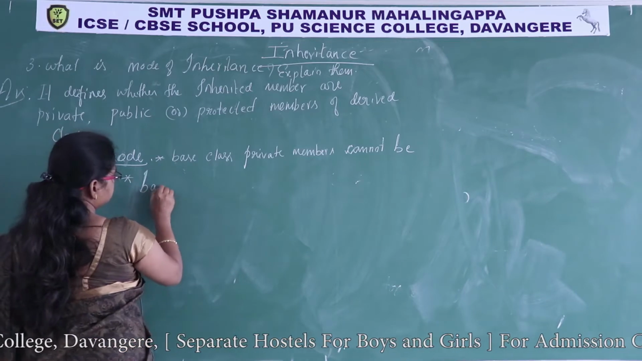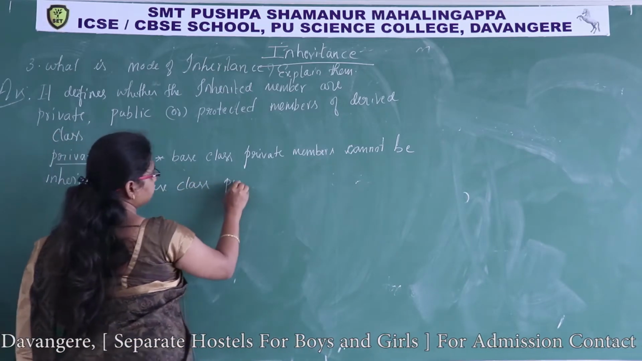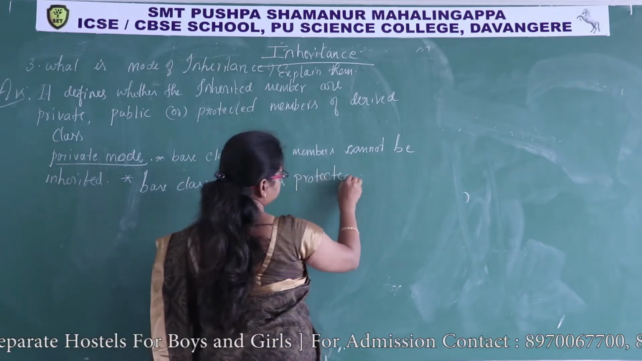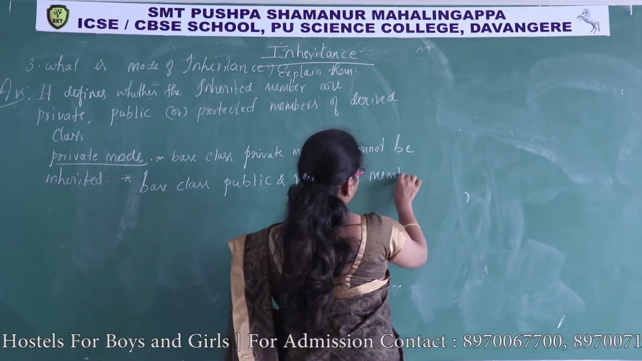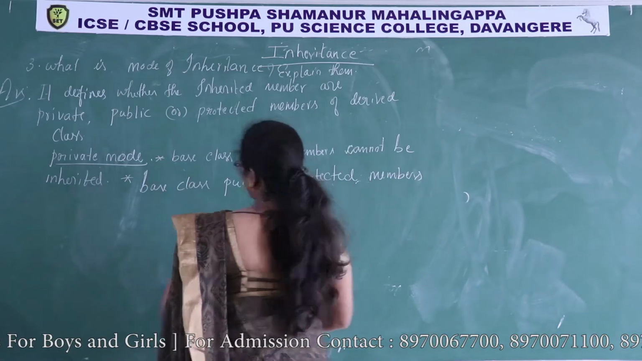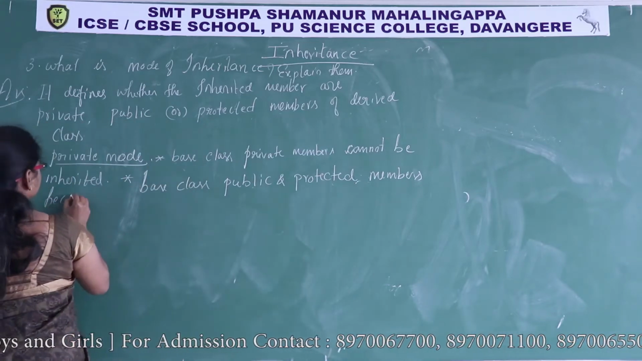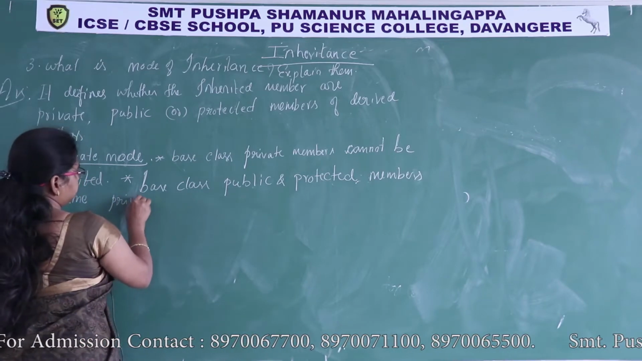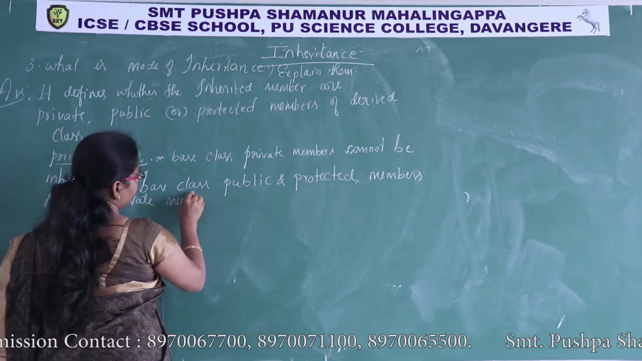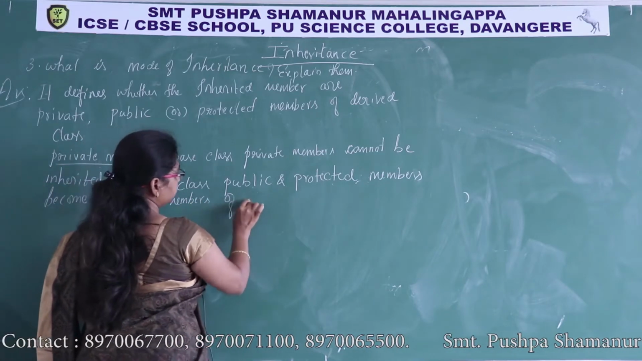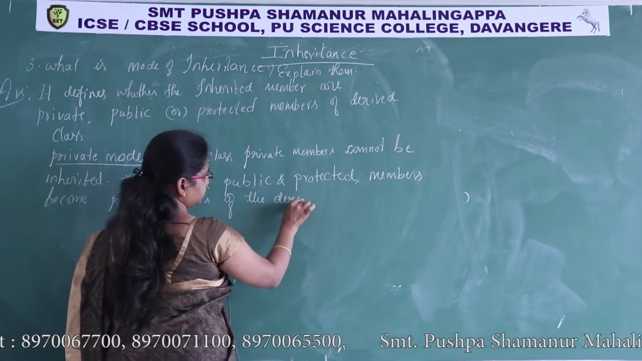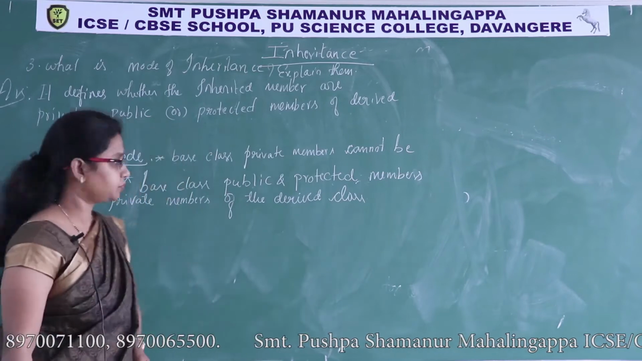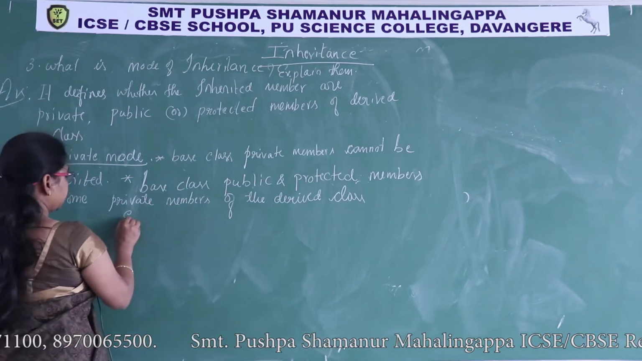And second point, base class public and protected members become private members of the derived class. Private members of the derived class. Understood? Example, you can write like this, or syntax.